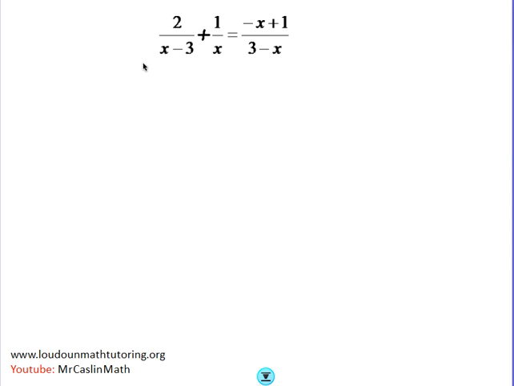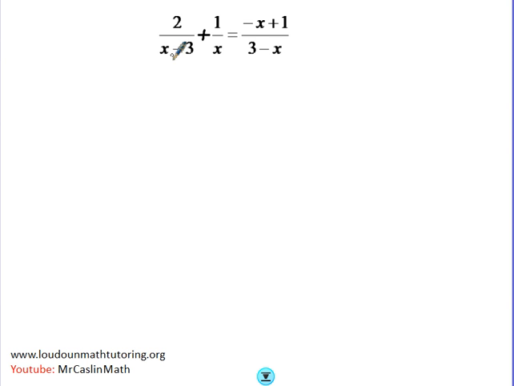Today I want to look at a rational equation. This one's got a couple things you want to watch out for, so I thought I'd work this one specifically. It's a rational equation. It's not a fraction equal to a fraction. What we have is a fraction plus a fraction is equal to a fraction. That means we're not allowed to cross multiply, so we're going to multiply everything by the common denominator.